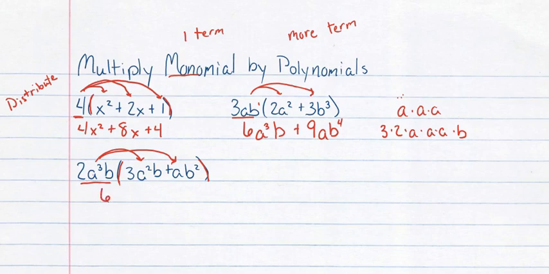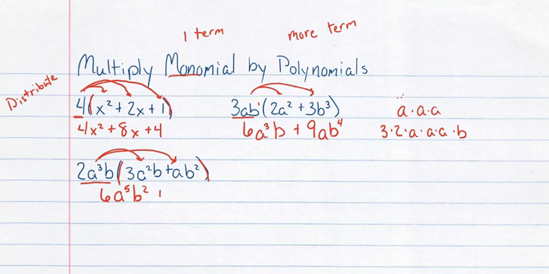Now I have an a to the third times a to the second. Well, I have 3 a's outside, 2 a's on the inside. A times a times a times a times a. So that means I have a total of 5 a's. Now I have a b on the outside and a b on the inside. So that's a total of 2 b's, so b squared. Okay, that's my first term.